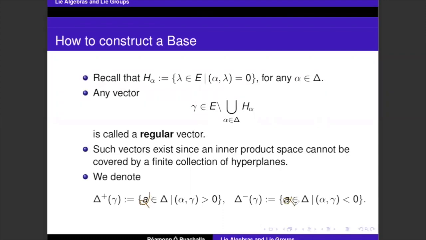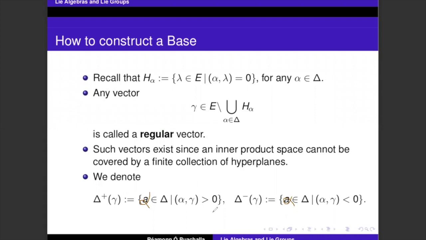That should be an alpha, because we'll always denote elements of a root space with Greek letters. Now, the set delta plus is going to be composed of all of those such that when you take the inner product with gamma, the result is greater than 0. And delta minus is whenever you take the inner product with gamma, you're going to get something less than 0.